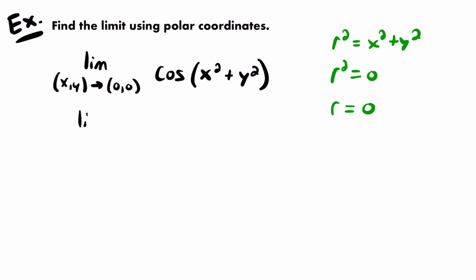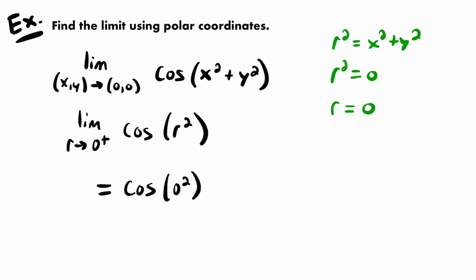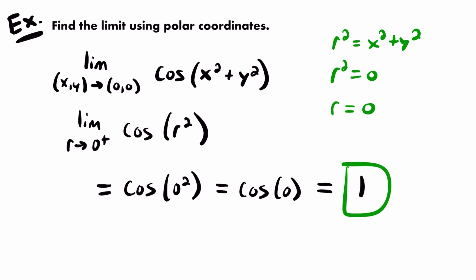So rewriting this limit, you would have the limit as r approaches 0 from the right of cosine of r squared. All right, you replace x squared plus y squared with r squared, and now you have a limit in terms of polar coordinates that is equivalent to this limit of a multivariable function. So then all you have to do is plug 0 into the function, and you'll find that this is equal to cosine of 0 squared, which is cosine of 0, which is equal to 1. That is the value of this limit using polar coordinates.